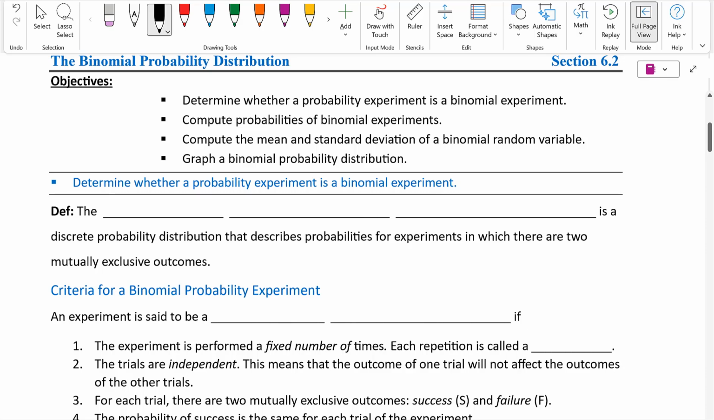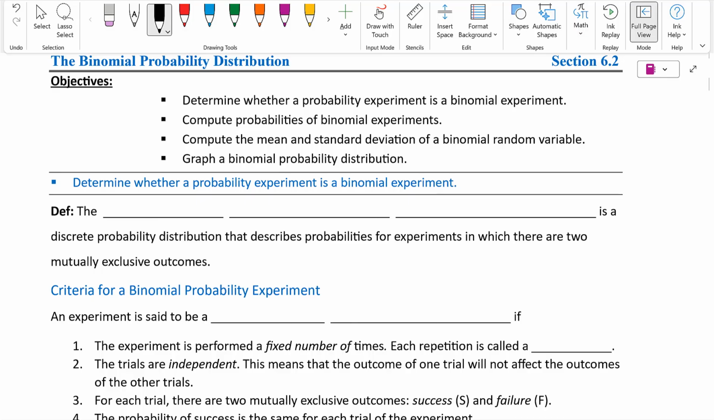Hi all, for 6.2 we are looking at the binomial probability distribution. Our objectives include determining whether a probability experiment is a binomial experiment, computing probabilities of binomial experiments, computing the mean and standard deviation of a binomial random variable, and then graphing a binomial probability distribution. We start with determining whether a probability experiment is a binomial experiment.